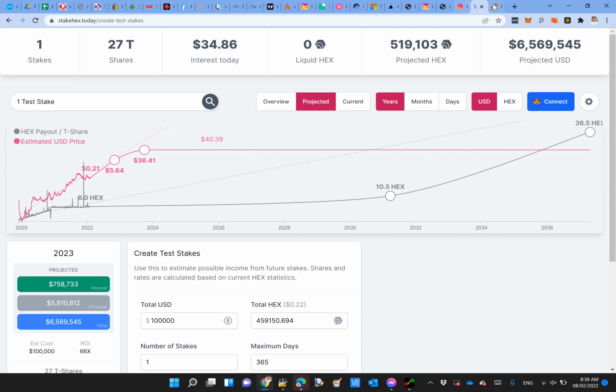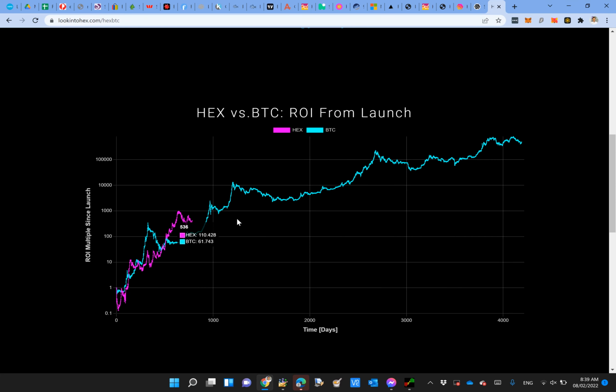Now this plateauing is what we're seeing with Bitcoin, because Bitcoin has been around for 12 years and HEX has only been around for 2 years. But from HEX versus Bitcoin, as we can see, it's actually rising at a steeper slope compared to Bitcoin. Which means it's actually a better performing asset than Bitcoin from launch. And as we can see, Bitcoin is starting to also slow down in the growth rate.